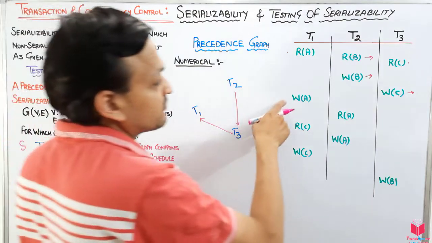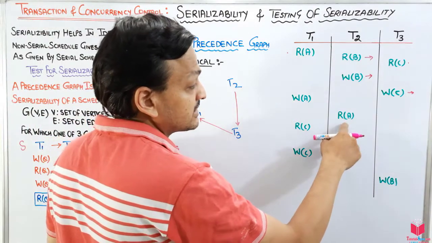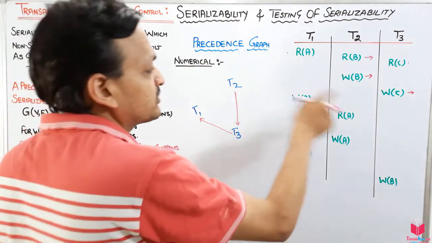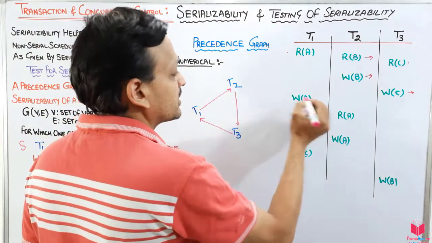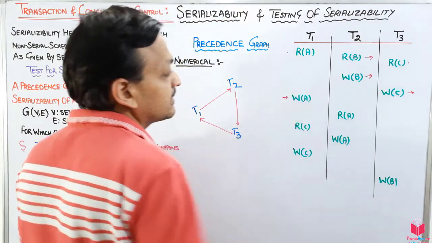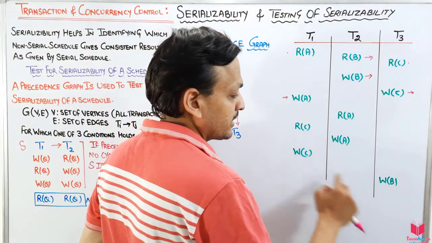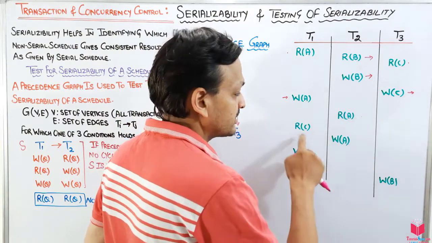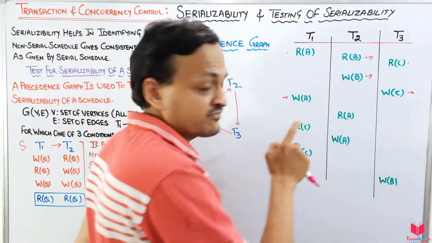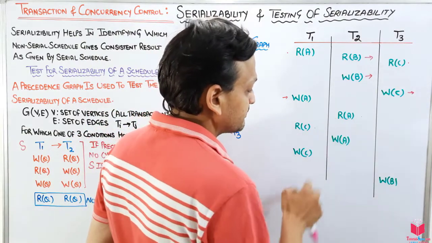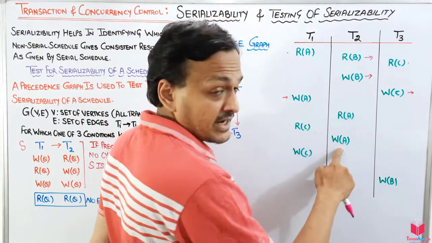After that, I will check for this. This is a write operation on A. This is the read operation on A. Write and read operation on the same variable says put an edge from T1 to T2. So this operation is giving me an edge. Now check for the read operation on A. There is no A. So leave it. There is a read operation on C, so we will check for the C. This is A. This is B. Leave it. Now this is the write operation on A.